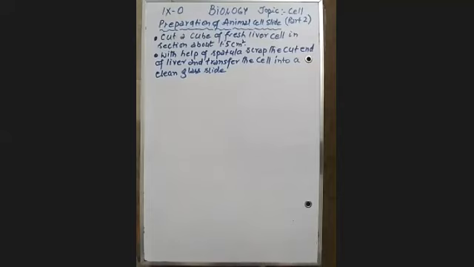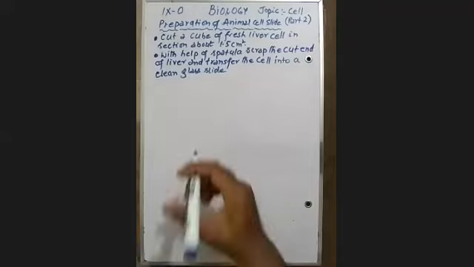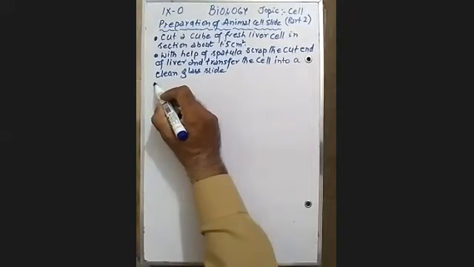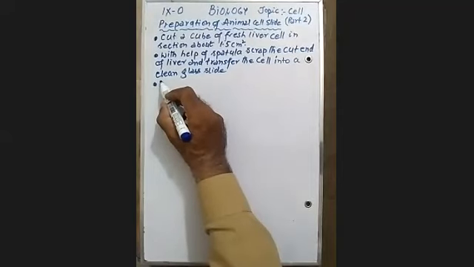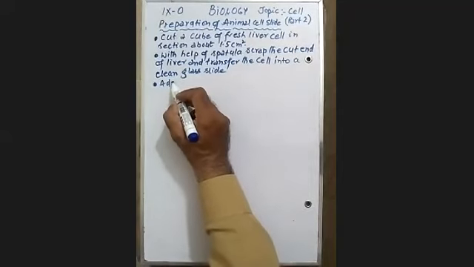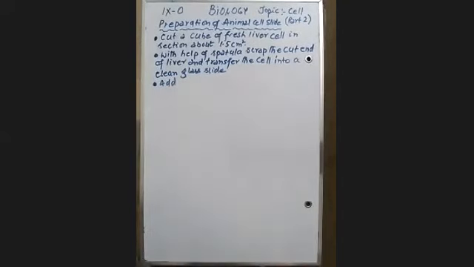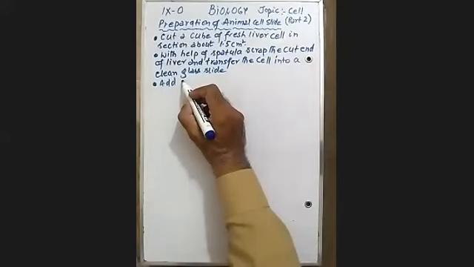When you scrape with the spatula, some material will gather on the spatula. Transfer that cell onto a clean glass slide. That glass slide is actually the microscopic slide. Third point, after putting it on the glass slide, add 1 drop of methylene blue.